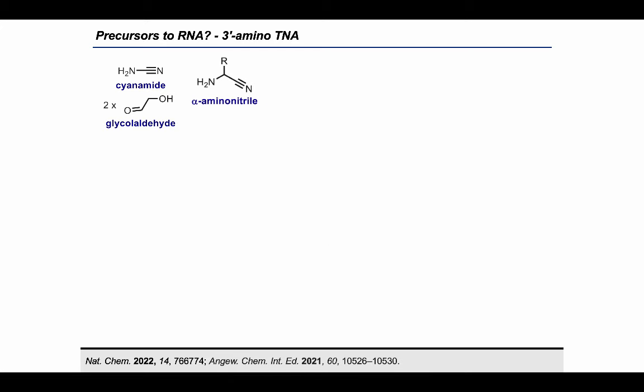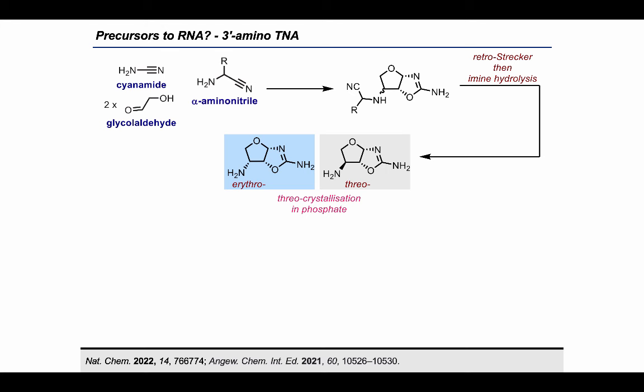Recent work has considered the intersection of prebiotic peptide chemistry and nucleotide chemistry by investigating how the presence of an aminonitrile, which is an amino acid precursor, formed through the Strecker reaction of an aldehyde, hydrogen cyanide and ammonia, influences the reaction of glycolaldehyde and cyanamide. The three-component reaction of cyanamide, glycolaldehyde and an aminonitrile proceeds via an intermediate with a 3' aminonitrile, which undergoes a retro-Strecker reaction to yield the 3O and erythro 3' amino-amino-oxazoline.